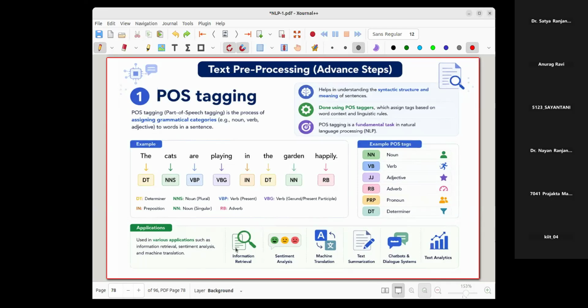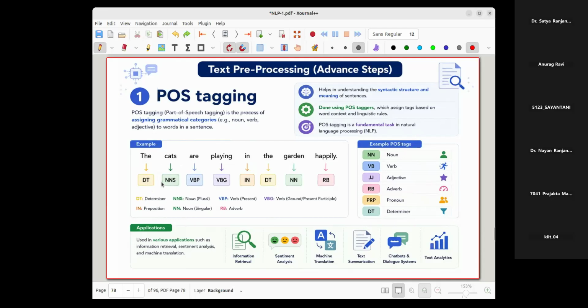So now you see here, this is a sentence. One example is given: the cats are playing in the garden happily. Now, what are the tags? So 'the' is treated as a DT. These symbols, two-letter or three-letter words, are called tag sets, and there are different tag sets available. One is the Penn Treebank tag set, which we generally use. So what is DT? DT is nothing but determiner. 'A' and 'the' are called determiners. So if you see 'a' and 'the', the POS tag is determiner.